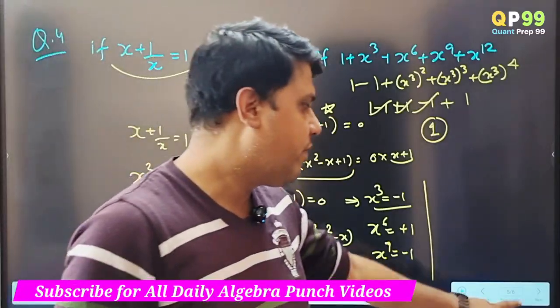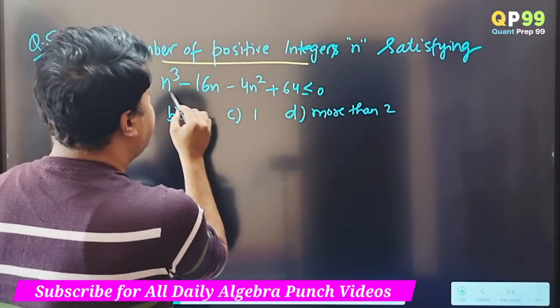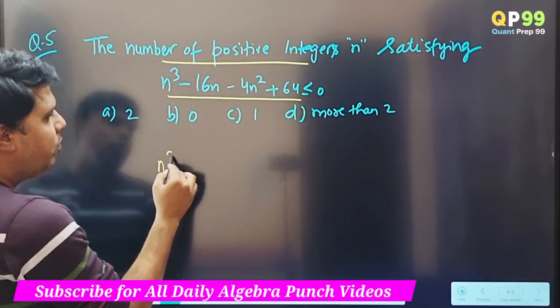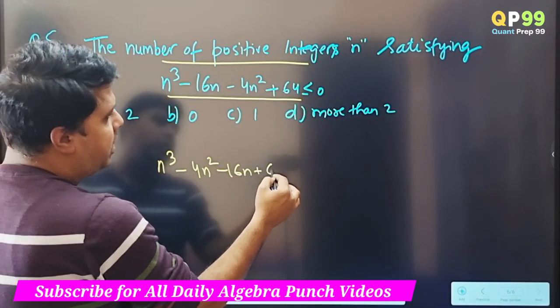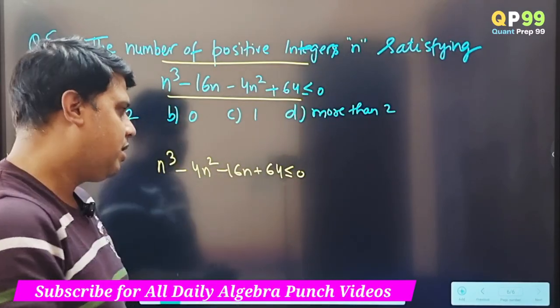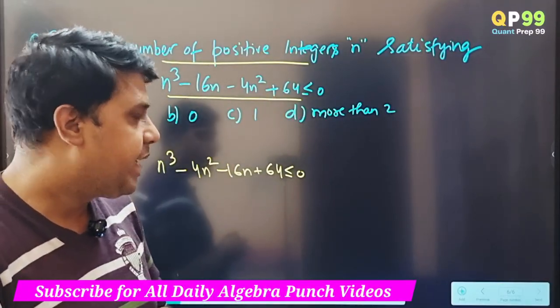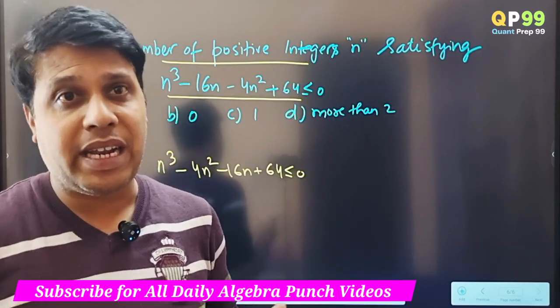Now we have the last question of the video. We have to find the number of positive integers such that this inequality is satisfied: n cube minus 4n square minus 16n plus 64 less than or equal to 0. So this is a cubic equation, and we have to find the first root by the hit and trial method.